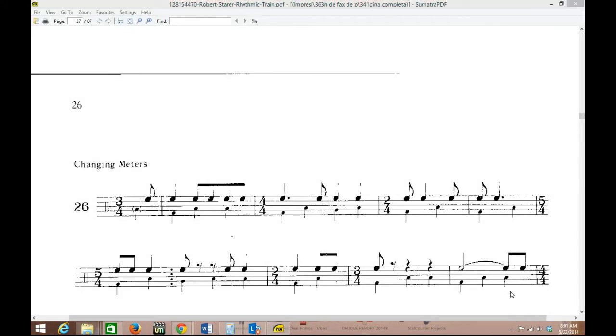Rhythm number 26, we're going to use the second line as our example for this one. All right, here we go. Is the first beat divided? Yes, it is. What is the smallest note value? It is the eighth note. How many eighth notes are in the beat? How many eighth notes are in one quarter note?